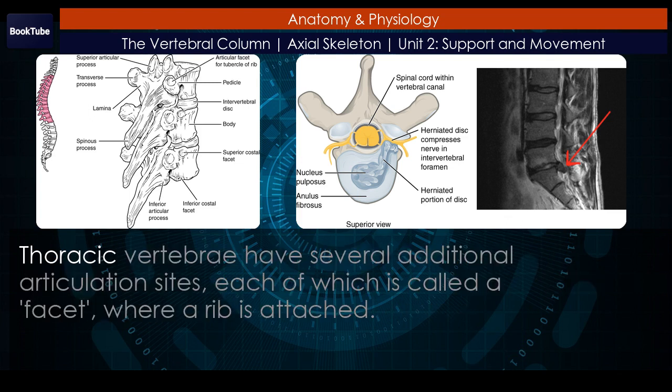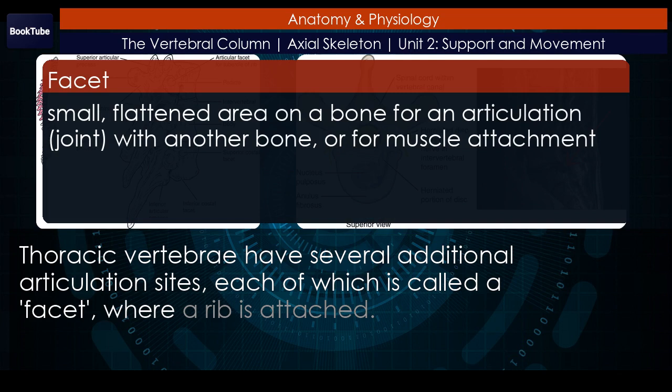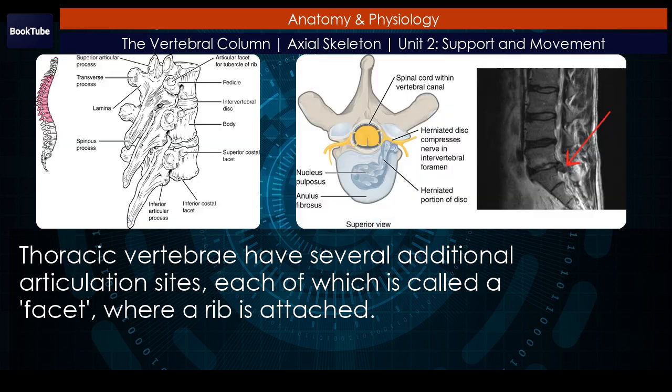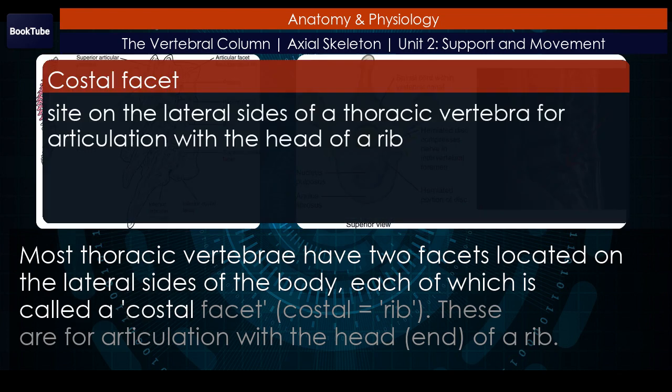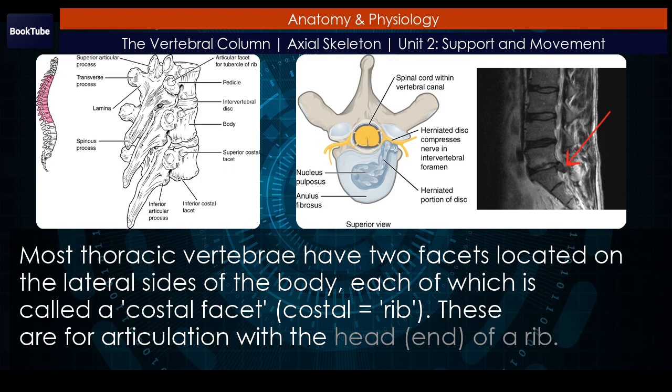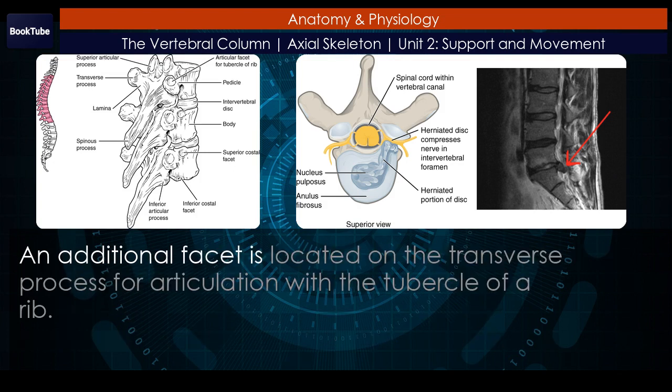Thoracic vertebrae have several additional articulation sites, each of which is called a facet, where a rib is attached. Most thoracic vertebrae have two facets located on the lateral sides of the body, each of which is called a costal facet. Costal equals rib. These are for articulation with the head end of a rib. An additional facet is located on the transverse process for articulation with the tubercle of a rib.